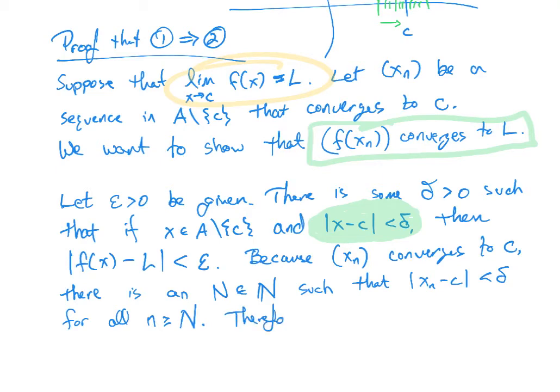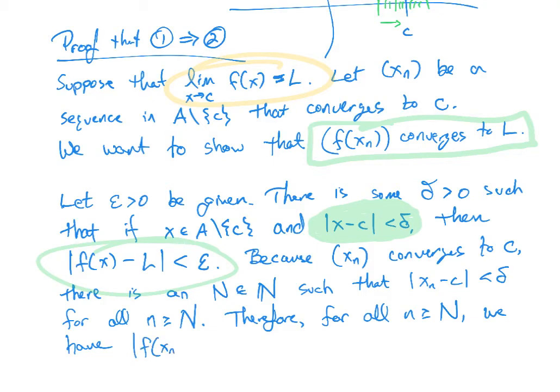Therefore, for all little n at least capital N, we have, and you just track back what the consequence of this is, because xn is within delta of C, f of xn is within epsilon of L. So we have f of xn minus L, absolute value less than epsilon, proving that the sequence f of xn converges to L.